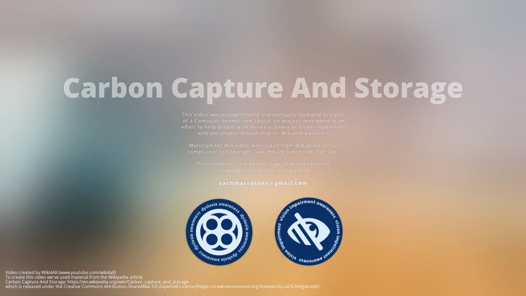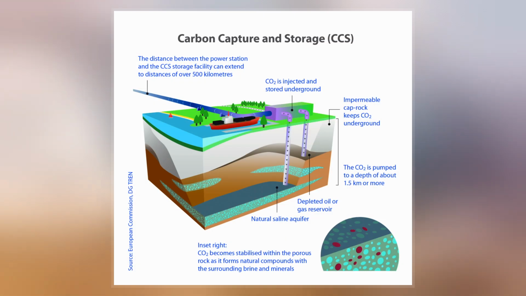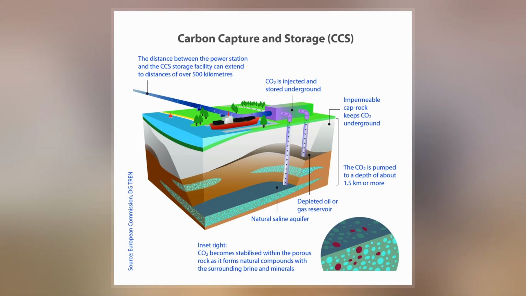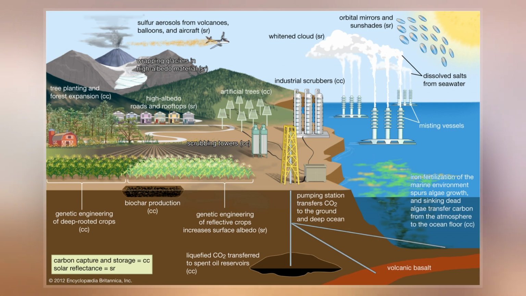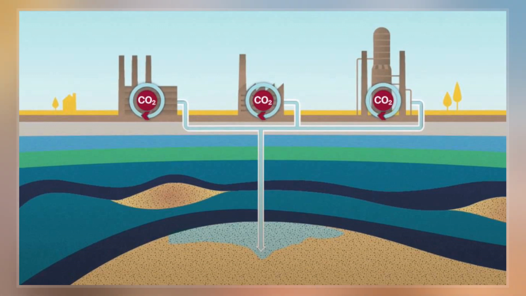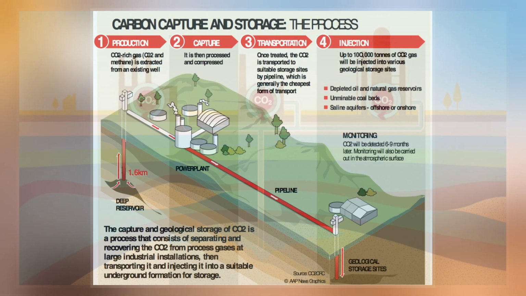Carbon capture and storage, or carbon capture and sequestration, or carbon control and sequestration, is the process of capturing waste carbon dioxide, transporting it to a storage site, and depositing it where it will not enter the atmosphere. Usually the CO2 is captured from large point sources, such as a cement factory or biomass power plant, and normally it is stored in an underground geological formation.